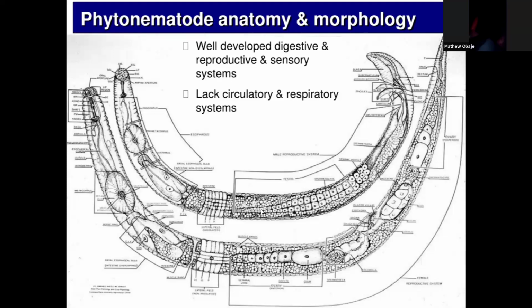nematodes lack circulatory and respiratory system. Explain to me, how are they able to circulate things within their body? How are they also able to breathe or carry out any gas exchange within their body? That is the second one. The first one, as I said, is draw a schematic diagram of a nematode showing all the component parts.